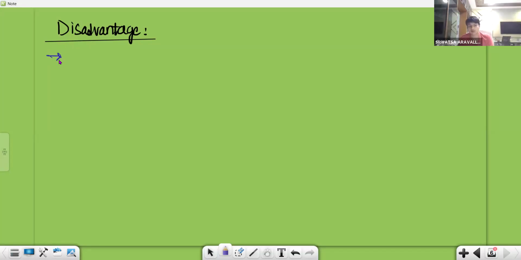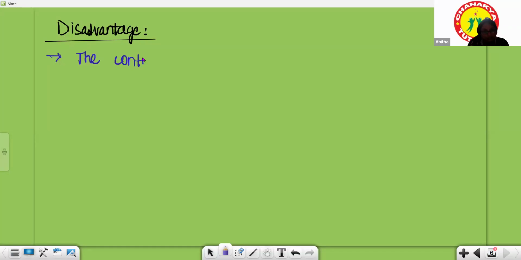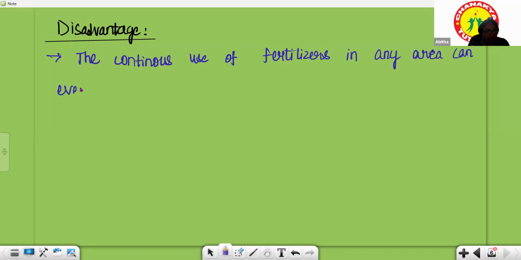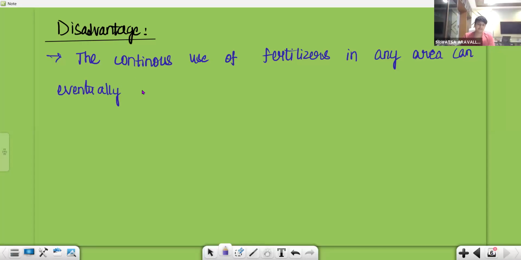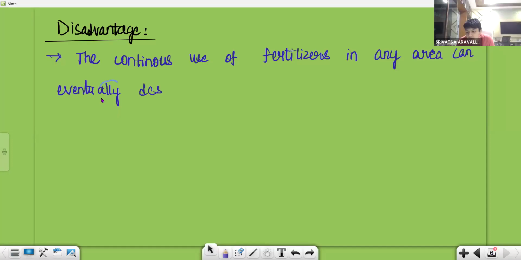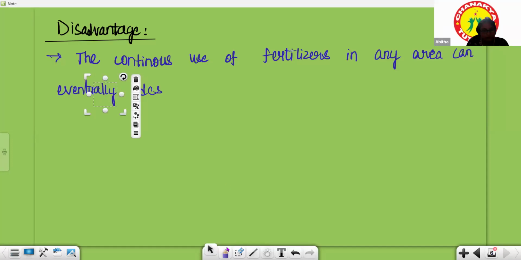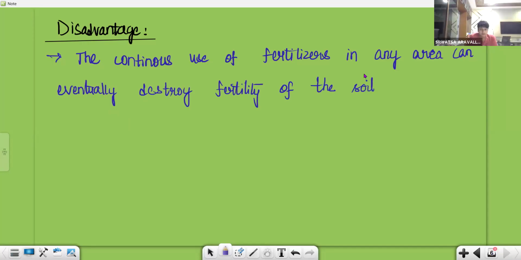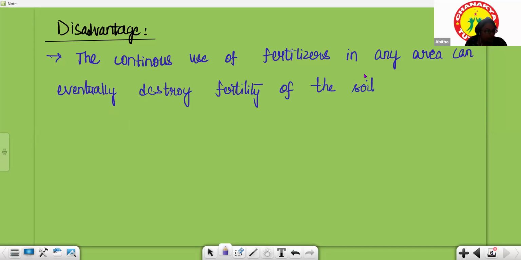So what is the first point we can mention? The continuous use of fertilizers in any area can eventually destroy the fertility of the soil.